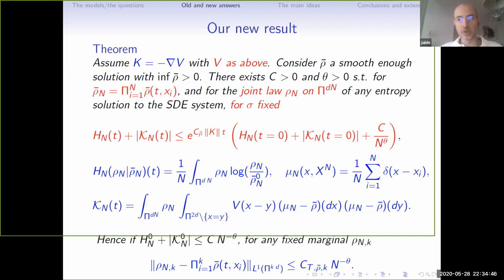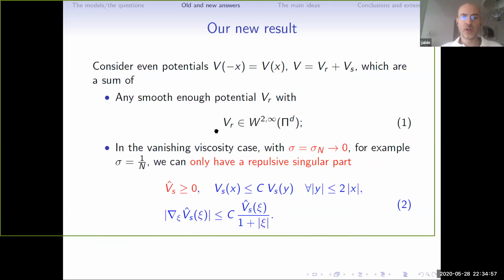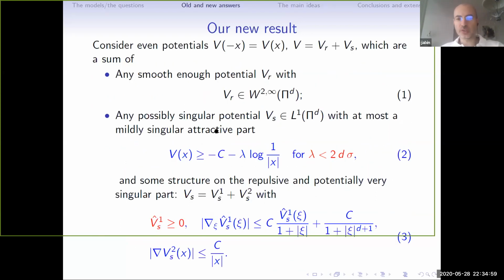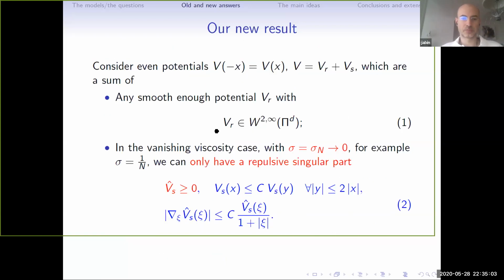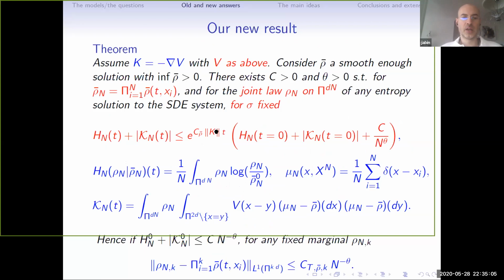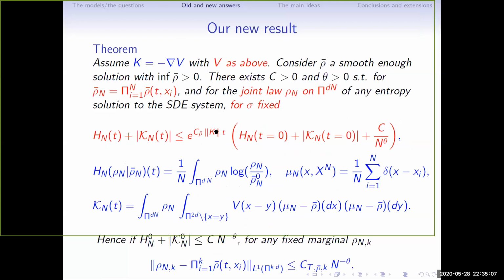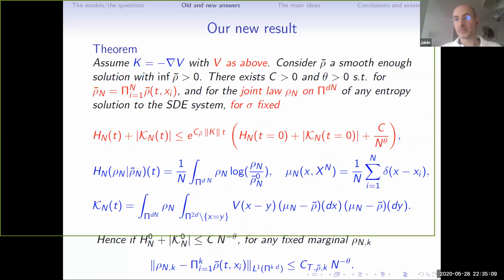Now, as usual in those mean field limits, this is a short time estimate, so I have an exponential growth. If you're asking what the norm of k is here, it corresponds to all the constants that show up in those assumptions. Okay, so what?